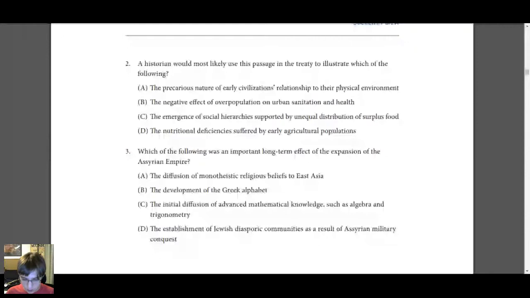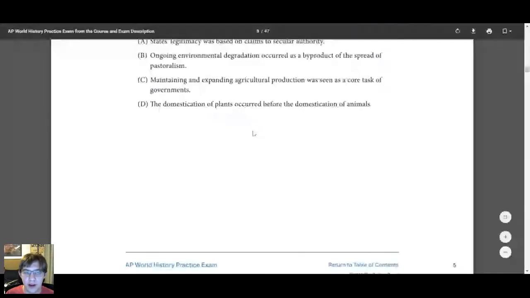Good work. So let's look at why B. I saw most of you said B if you didn't say A. B, the negative effect of overpopulation on urban sanitation and health. Let's look back at the passage. By the time you're doing these on your own, you're going to be doing them at a much quicker pace. I'm going really snail pace. It's okay, Rebecca, you'll get better at this with time. You can see that they don't mention overpopulation in this. So that answer wouldn't be useful to a historian.